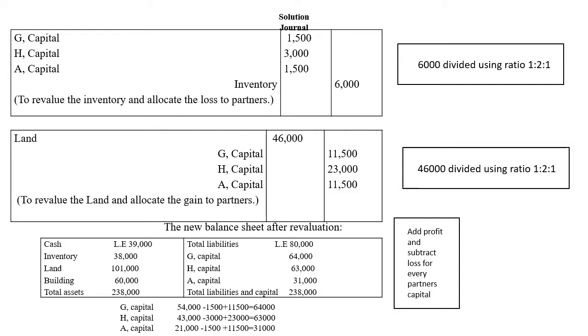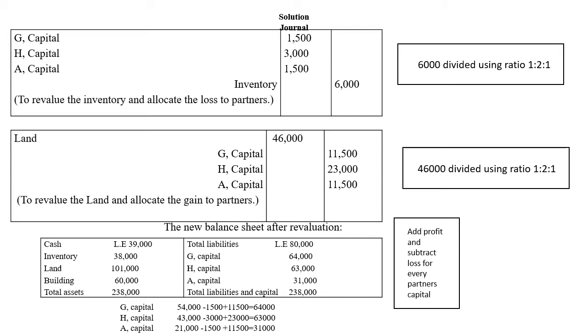Then you need to show the balance sheet after the revaluation of the assets. For the cash, there is no change. The same cash copied from the given example. For the inventory, it appears as its market value, 38,000. For the land, it appears by the market value, 101,000. For the building, there is no change because the example didn't mention that we are having any revaluation for the building. In the other side, no changes in the liability.